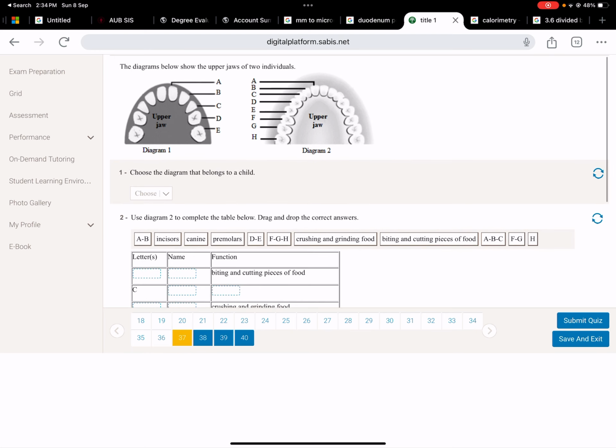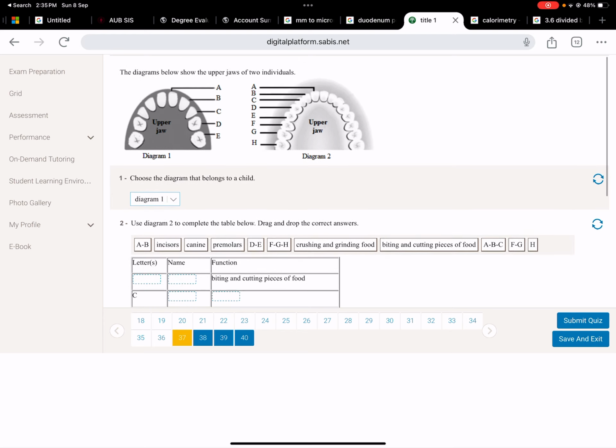Okay, remember we talked about two types of teeth. There's milk teeth and permanent teeth. Milk teeth are usually found in children. So which of the following belongs to a child? Of course, it's going to be milk teeth because it has a set of 20 teeth, while permanent teeth have a set of 32. So they're telling us now to use diagram 2 to complete the table.